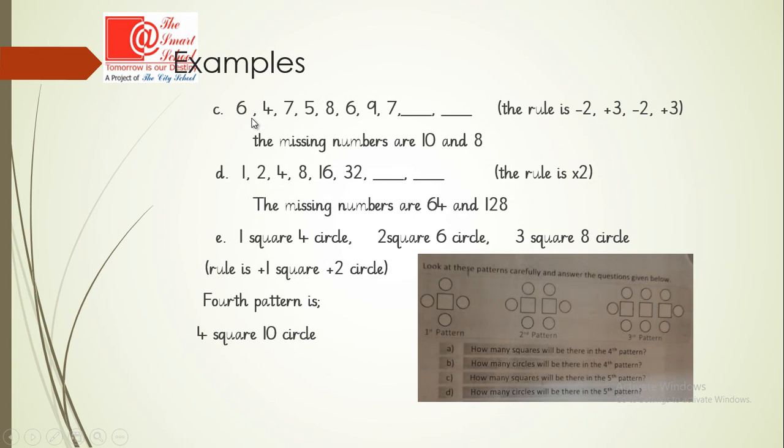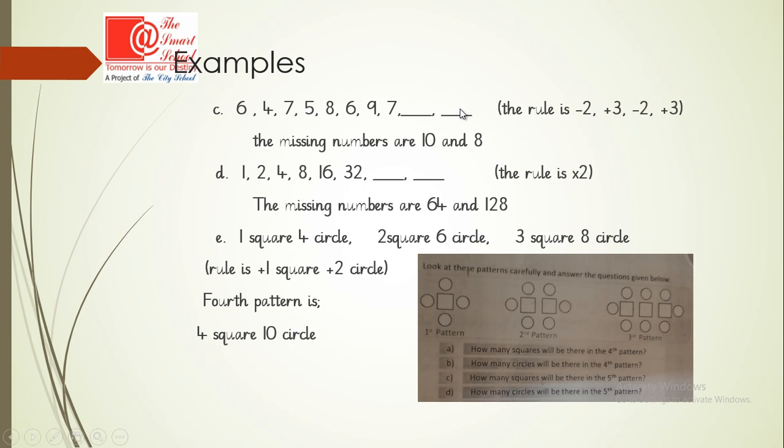Now the numbers are given. The number sequence is 6, 4, 7, 5, 8, 6, 9, 7. Oh yes, you are surprised there is no sequence. No, but there is sequence. Now see this. 6 and 4 -2, 4 and 7 +3, 7 and 5 -2, 5 and 8 +3, 8 and 6 -2, 6 and 9 +3, 9 and 7 -2, then 7 and 10, 10 will come here, 7 + 3 is 10, then 10 - 2 is 8.